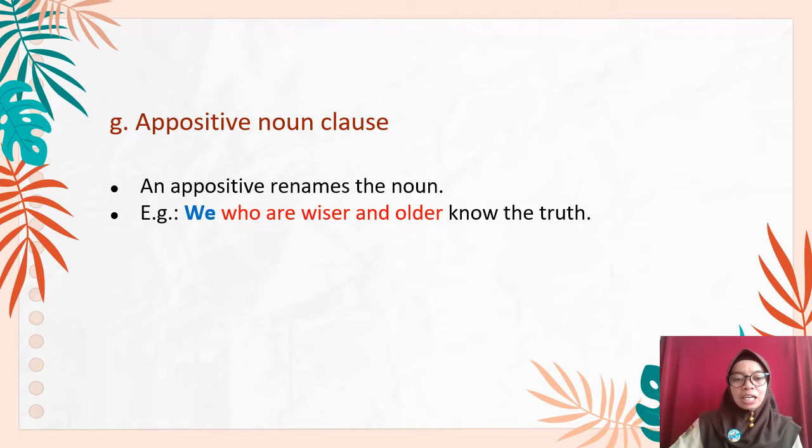Let's go on to the appositive noun clause. Remember that an appositive renames the noun. Look at the example. We who are wiser and older know the truth. In the sentence, the noun clause who are wiser and older renames the noun we.